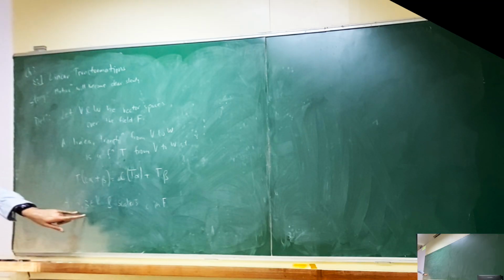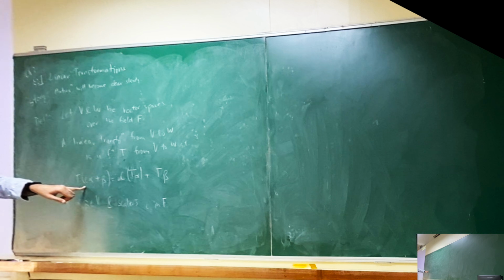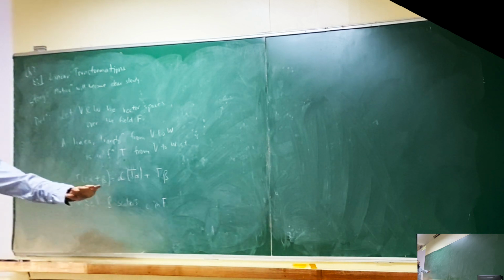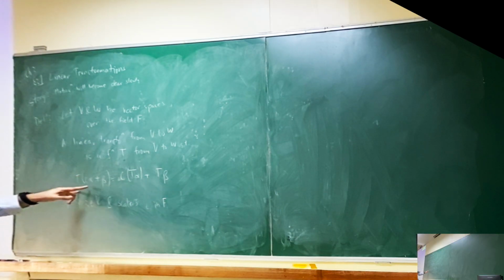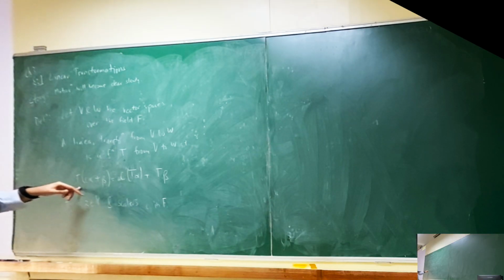So you put any two vectors in the initial vector space V, multiply the first one with some scalar c. It must match the following. You take the vector alpha, apply the transformation, multiply by c, and you take the vector beta, apply the transformation to it, and add.